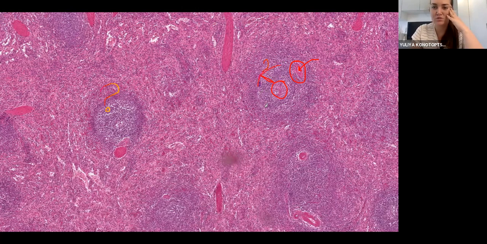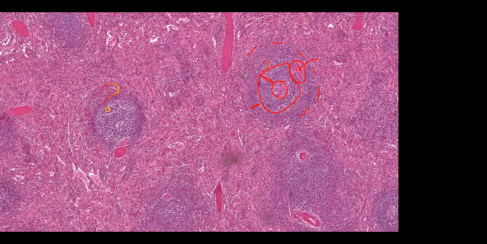So this is your secondary lymphatic nodule. Right next to it, how do you call this tissue? This is the perifollicular zone. And very faint, not very sharp, barely visible, is going to be your marginal zone. Yes, this is the marginal zone right here.